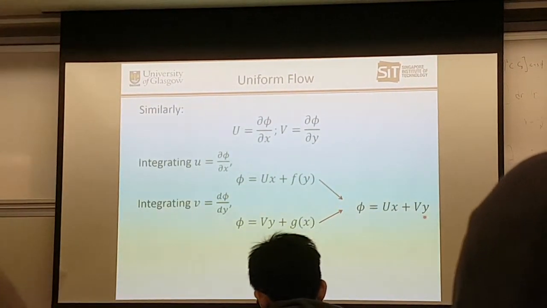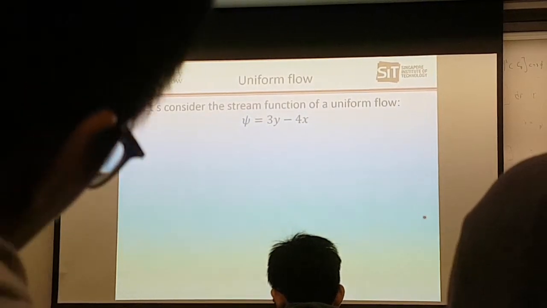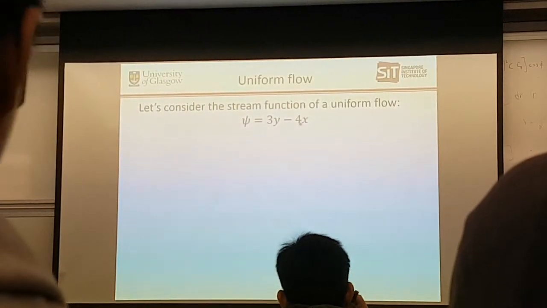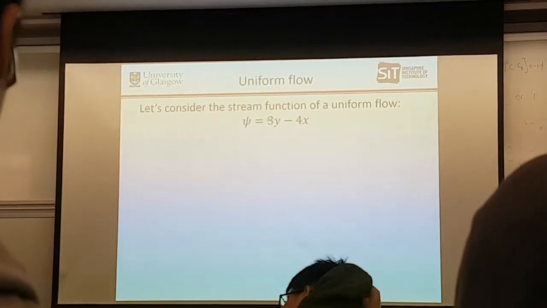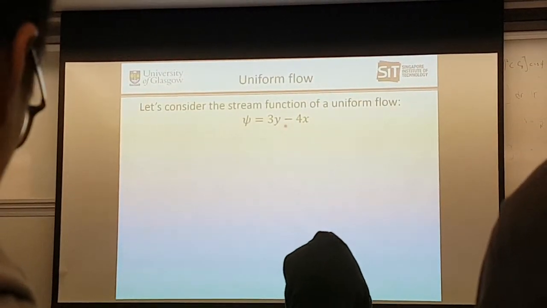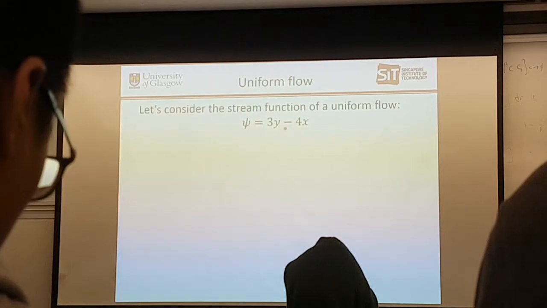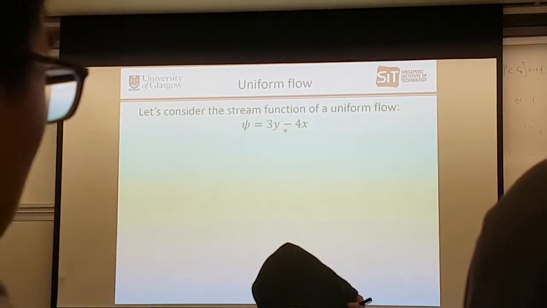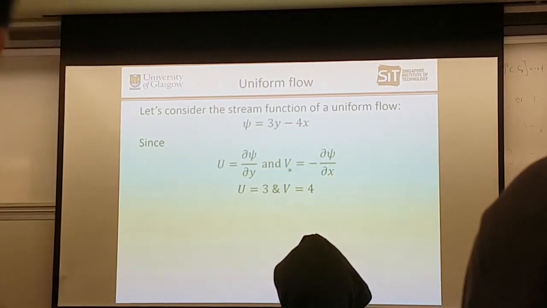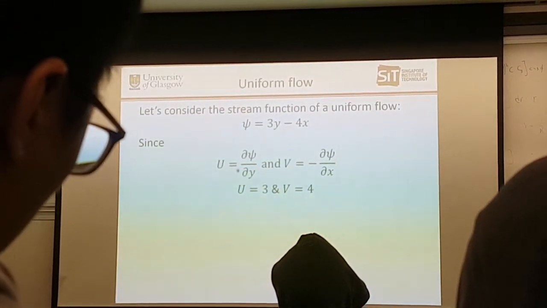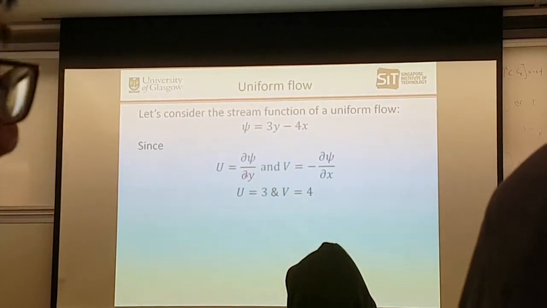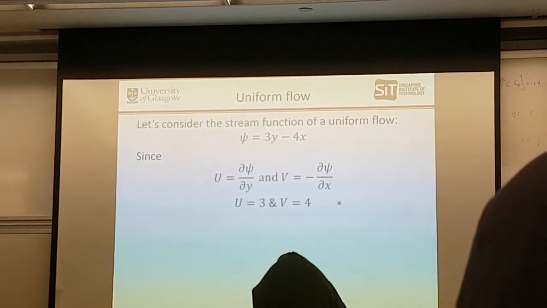Okay. So for example, in this slide here, we have a stream function that equals 3y minus 4x. Now for this equation, we can actually find out what my u velocity equals, and also what my v velocity equals. How do I do that? I know the relationship of u and v in terms of the partial derivative of my stream function here. So if I do the differentiation, I can get u equals 3 and v equals 4.